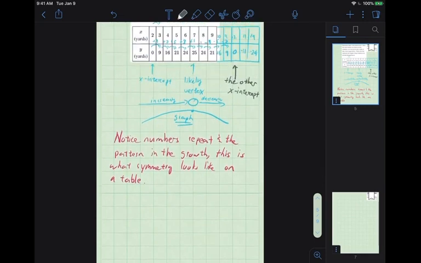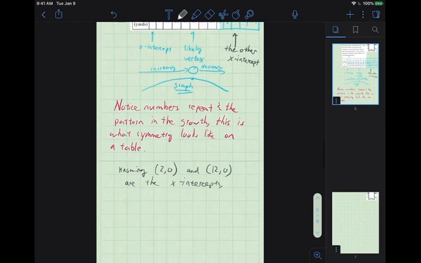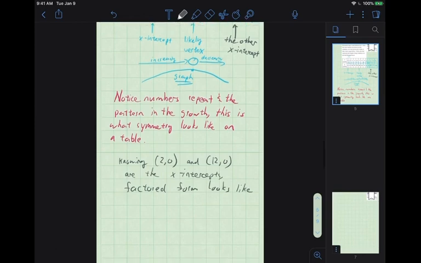So, knowing that (2, 0) and (12, 0) are the x-intercepts, factored form looks like y equals a times (x minus 2) times (x minus 12).